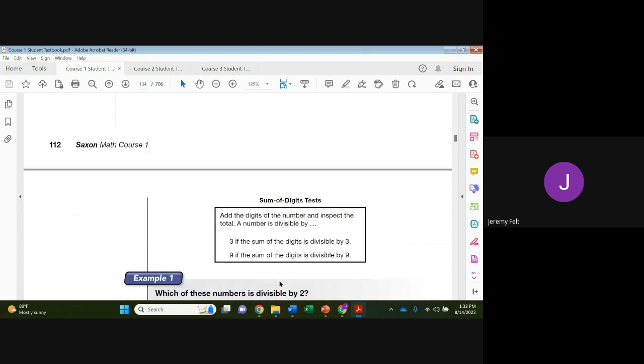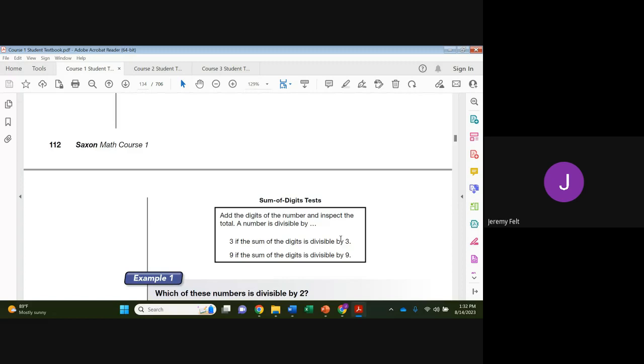3 and 9, they're not as simple, but they're still kind of neat. If we remember these, it'll make life a little bit easier. If the sum of the digits is divisible by 3. So let's think of 21. Okay, 21. 2 plus 1 is 3. Well, 3 is divisible by 3, so 3 goes into 21. Let's say 607. Well, 6 plus 0 plus 7 is 13. 3 does not evenly go into 13, so 3 does not go into 607.